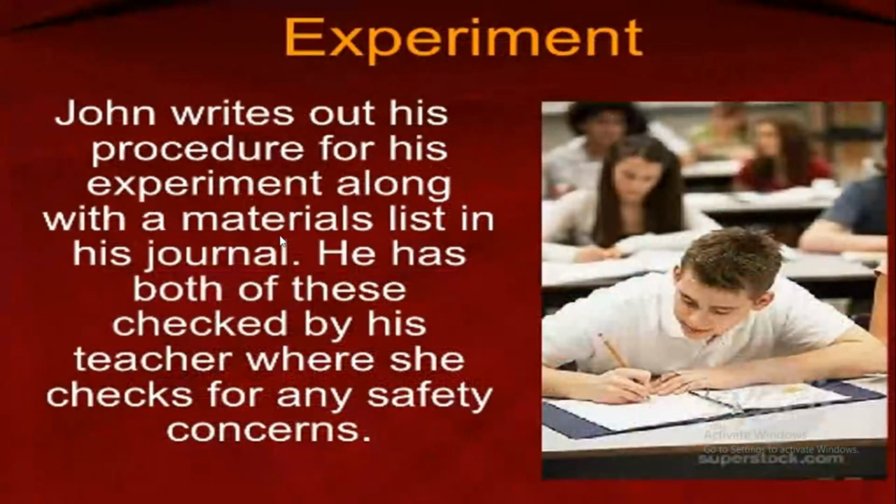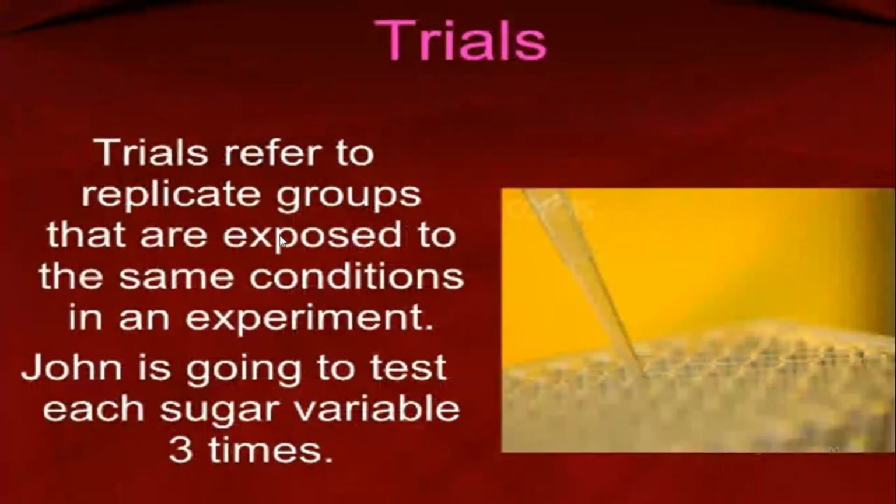So, experiment again. John writes out his procedure for his experiment along with his materials list in his journal. He has both of these checked by his teacher, where she checks for any safety concerns. So, trials. A trial refers to replicate groups that are exposed to the same condition in an experiment. John is going to test each sugar variable 3 times.